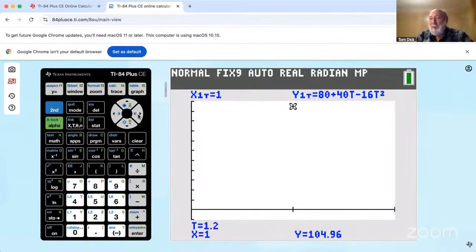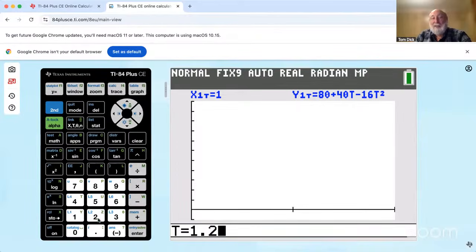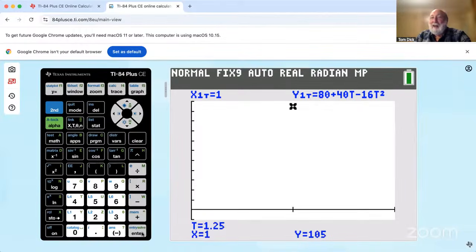I'm at 104.96, 1.3. Oh, but we skipped over the 1.25. I could actually type in 1.25 and see, well, where was it exactly at that time? Ah, there's your maximum now. And then if I keep tracing, now it's starting to fall. And I'm going to watch as it gets close to the ground.